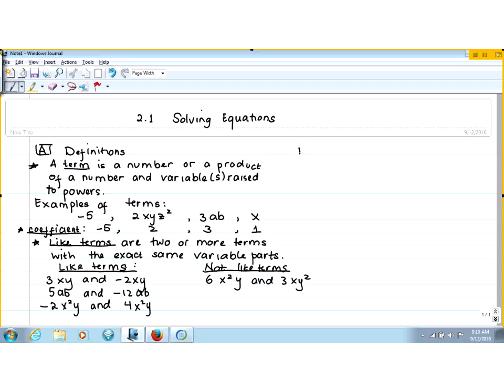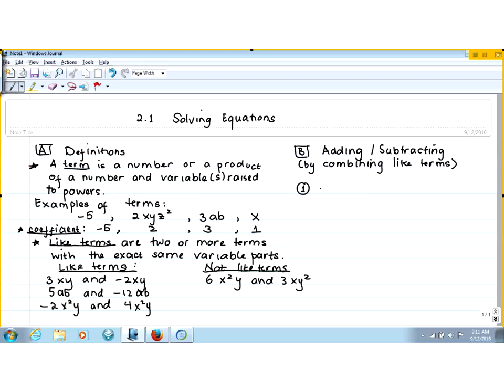So the next one, B, is adding, subtracting. So we could add or subtract by combining like terms. Actually, we did this before also, but we do it again. I don't know if you remember something like this.